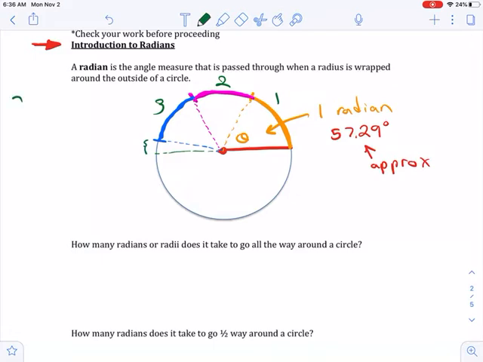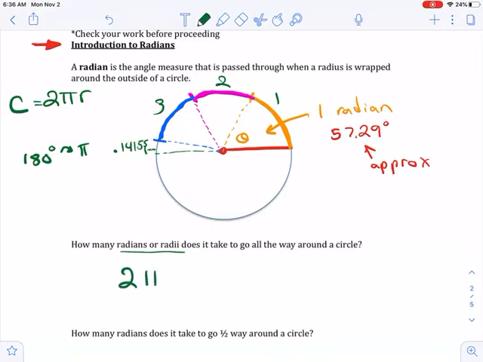So the circumference of a circle is 2 pi r, or 2 pi times the radius. So it takes 2 pi radians to get around the circle. So this little distance that I end up being off is that remainder on pi. So if I have something that's 180 degrees, I can also just say that that is pi radians. Okay? So how many radians or radii does it take to go all the way around the circle?